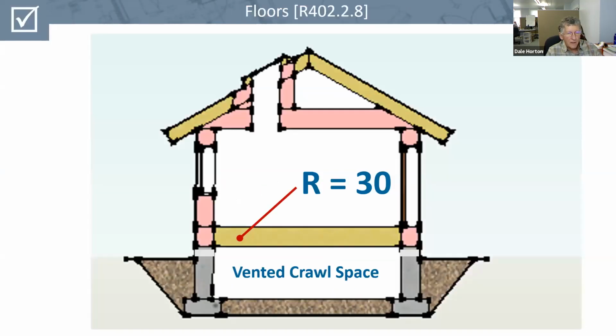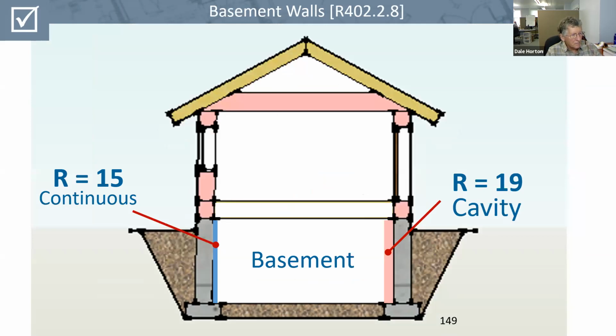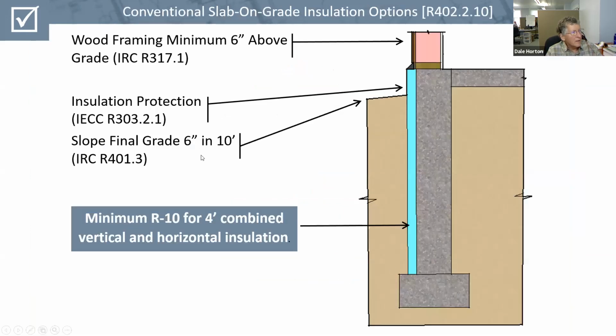Floors are R30, and that's of course only if they separate a conditioned and unconditioned space. Basement walls, if the insulation is continuous, it's R15. If it's broken with framing members, then it's R19. And then there are requirements for on-grade slabs. While I've listed a couple of IRC requirements, the ones we care about in terms of energy are protecting the exposed insulation if the insulation is installed on the exterior of the wall, and that you have to have R10 for a combined 4 feet vertically and horizontally. So that's the requirement for slab on grade, 4 feet of R10, either horizontally or vertically.